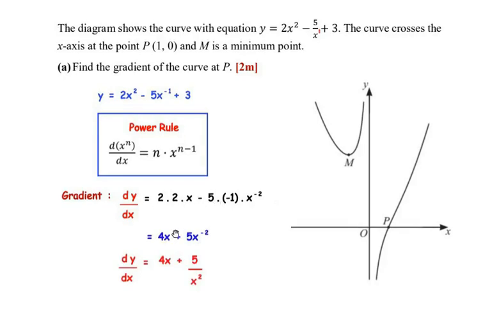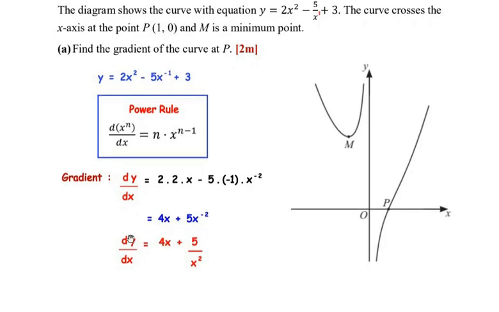So simplifying this, we get 2 times x is 4x. Now minus times minus is plus, so 5 times x to the power of −2. Now if you want to keep it this way, you can keep it, or you can change the power of x to a positive power. So for that we have to send x to the denominator. So here we have rewritten dy/dx as 4x plus 5 stays in the numerator, and x to the power of −2 goes to the denominator and becomes x to the power of positive 2.